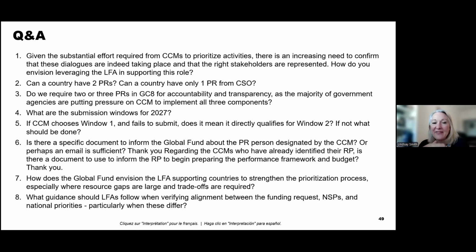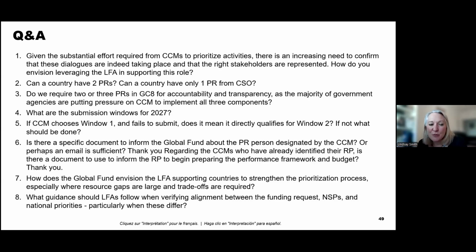So that you're able to access that now. And then the second part of the question, regarding the CCMs who have already identified their principal recipient, is there a document to use to inform the principal recipient to begin preparing the performance framework and the budget? Okay, so if a CCM has decided that they want to use the grant ready funding request and they have nominated their PR, they do need to inform the Global Fund, and we've asked that that form is completed to do that. And then the CCM would also need to ask the principal recipient to develop the performance framework and budget. The principal recipient would get access to that grant level performance framework and budget template through the partner portal. So the CCM would need to log into the grant making module in the partner portal to get access to that performance framework and budget template.